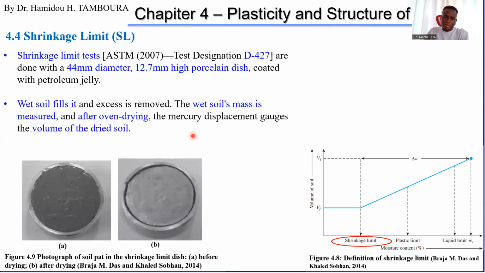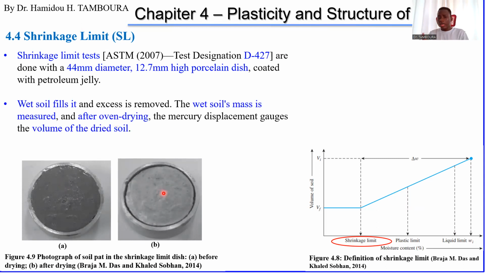So how does it work exactly? We fill the dish with wet soil like this, and of course we make sure that it is flat. That's why it says excess is removed. The wet soil mass is measured. It means you will weigh the soil to see how many grams it is. After that you dry it, oven dry. After drying you will obtain something like this. See, this is wet, this is dry.